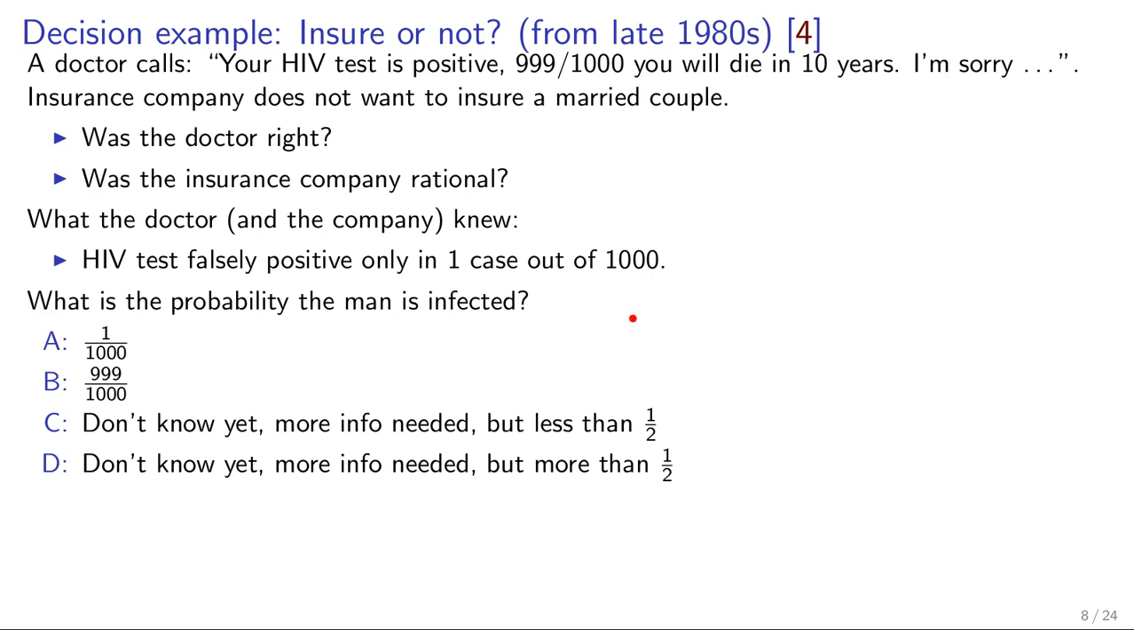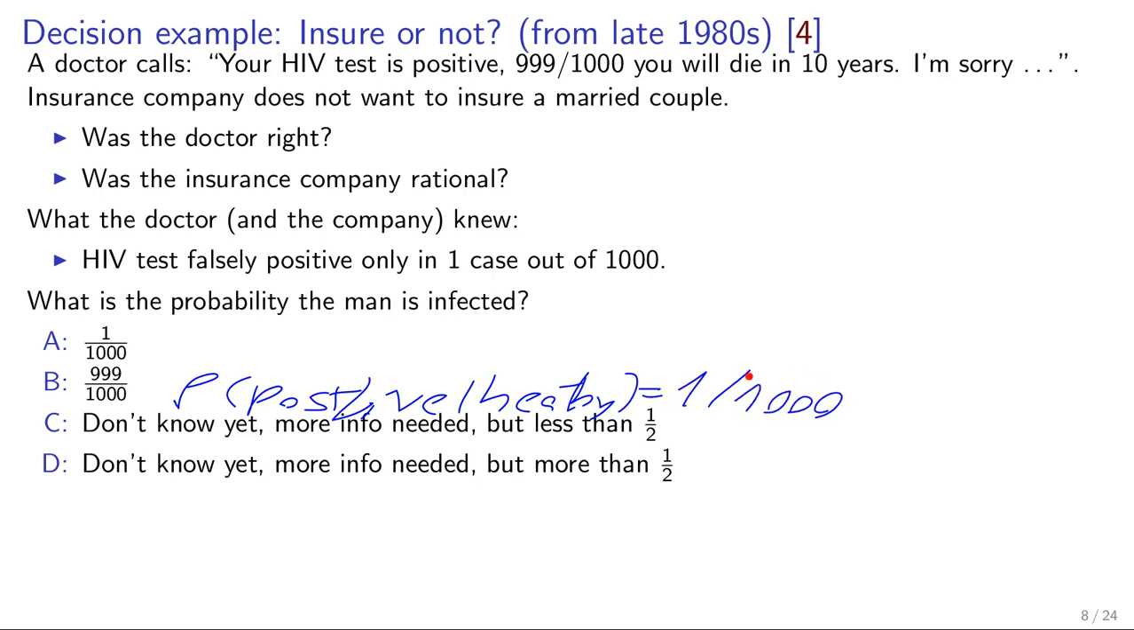What the doctor was using is that the probability of a positive test given that the person is healthy is only 1 over 1,000. And that's basically how it is similar with COVID tests. That's basically how the test rating is.